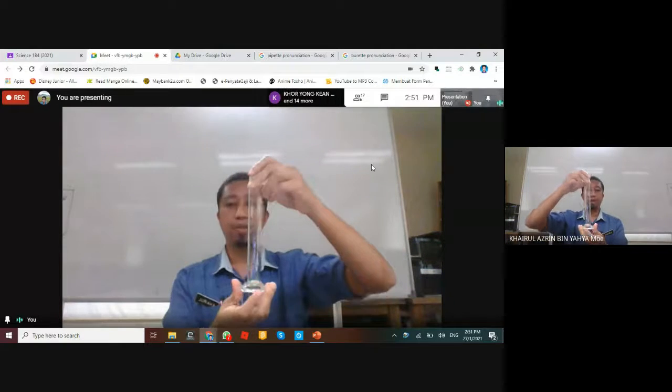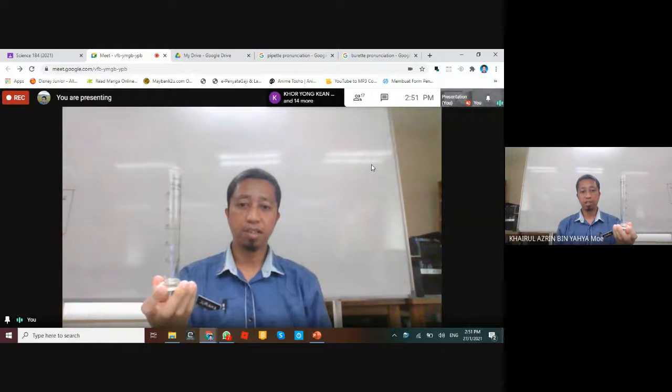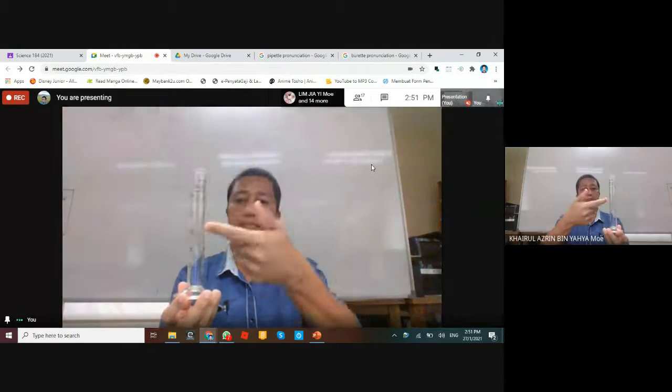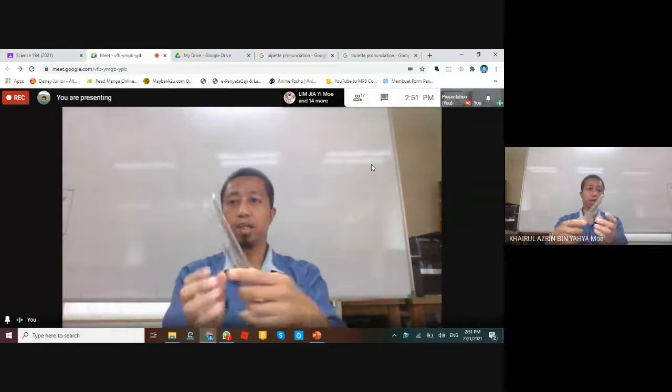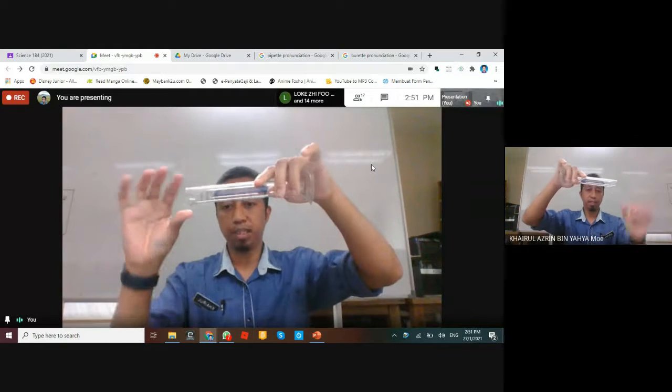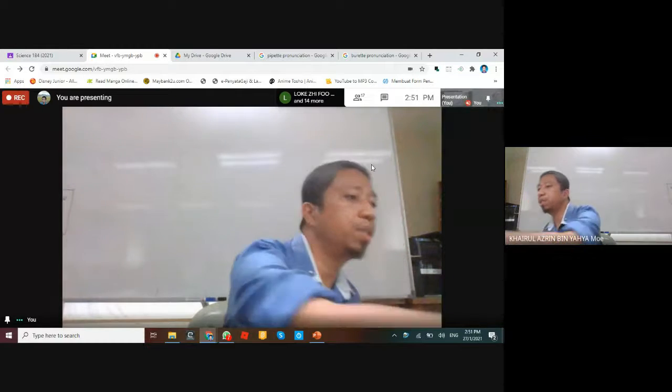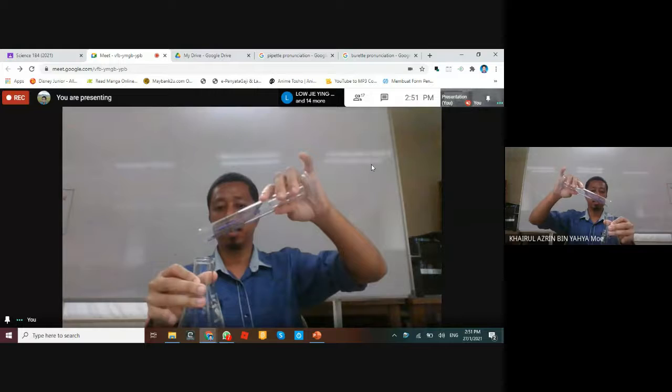Next, we have this one, the measuring cylinder. We can put a chemical here. We have scales here to measure. Then we can pour it later, maybe if you want to put it in a conical flask like this.